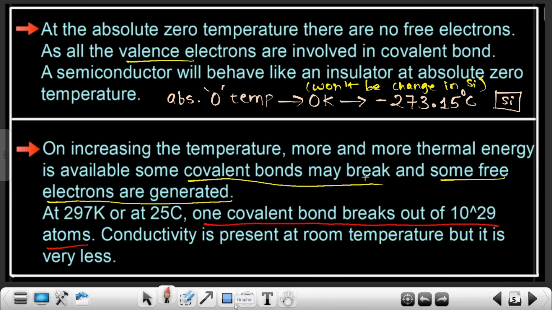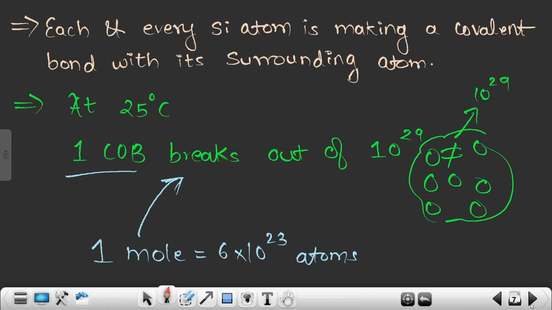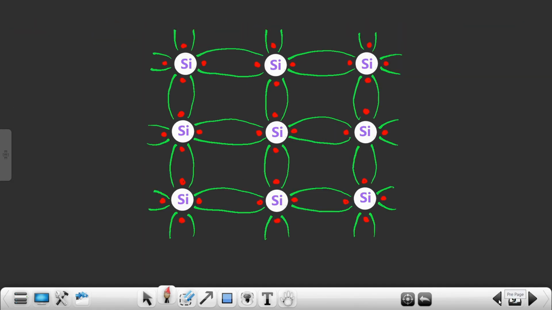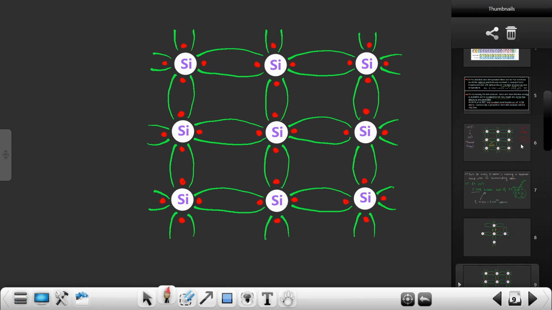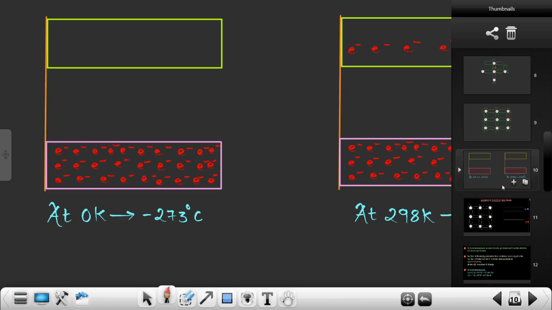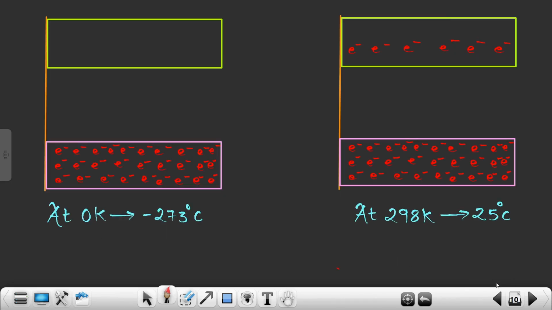Why conductivity is present? What is the relationship of conductivity over here? So for that, let's come over here. You see over here at 0 kelvins or minus 273 degrees Celsius, all of these particular electrons were participating in the covalent bond, or rather what I can say, they were present in the valence band. Now why valence band?